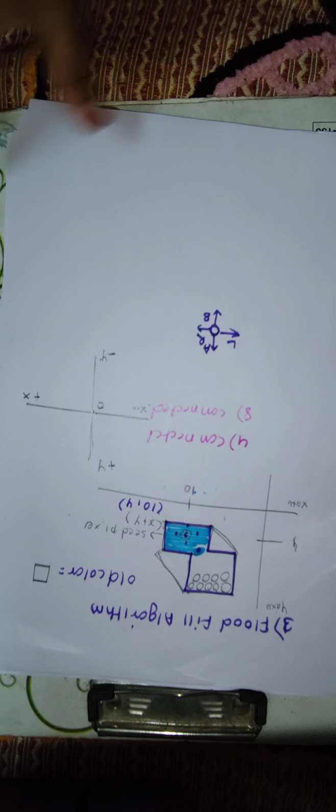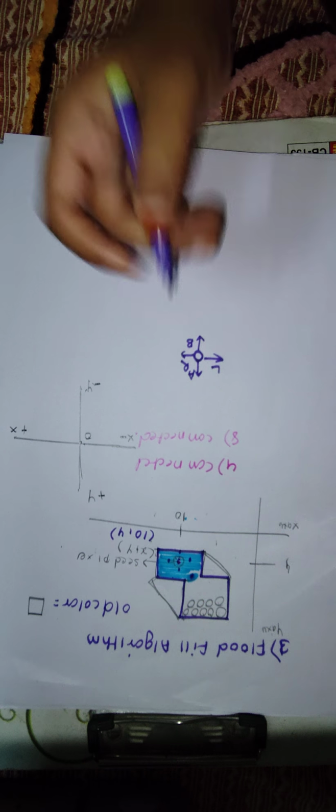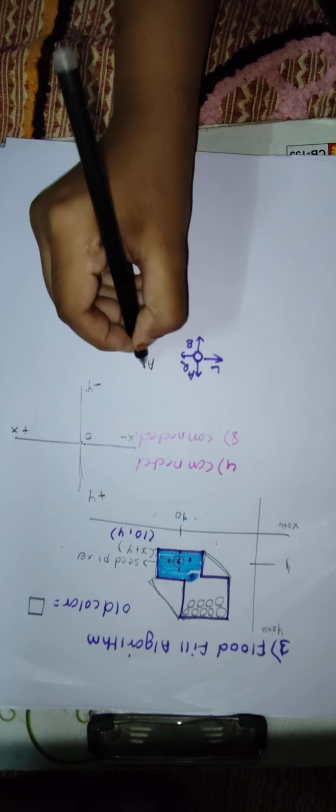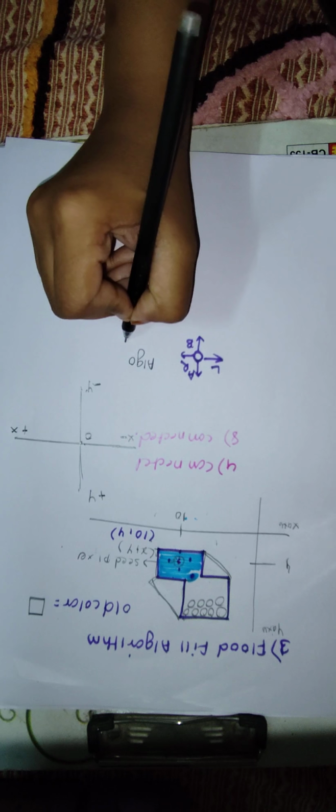Here the value on the x axis will be increasing, so here the value of x is plus x and here the value of x is minus x. Okay, so basically in the 4 connected approach, what is the algorithm telling us? It is telling us that he is going to the right condition.